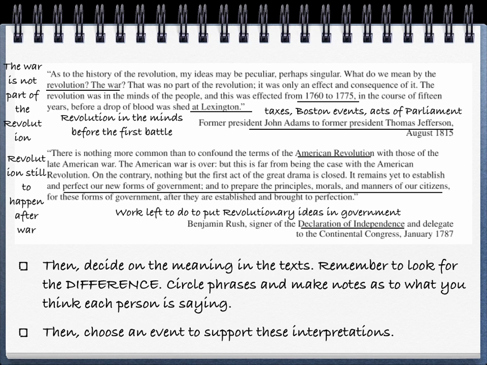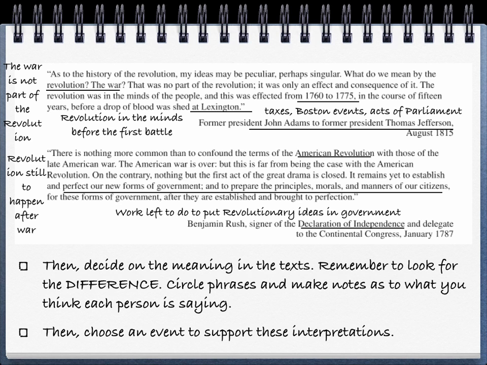Okay, after I do my underlining and thinking, I would list down some of this information that is coming into my mind as I'm reading. For instance, taxes, Boston events, and acts of Parliament that happened between 1760 and 1775. Those types of events are the events John Adams is referring to. Then down here, where Mr. Rush talks about forming a government, he's talking about work left to do to put the revolutionary ideas in government, and you should be thinking about the Articles of Confederation, writing the Constitution, writing the Bill of Rights.